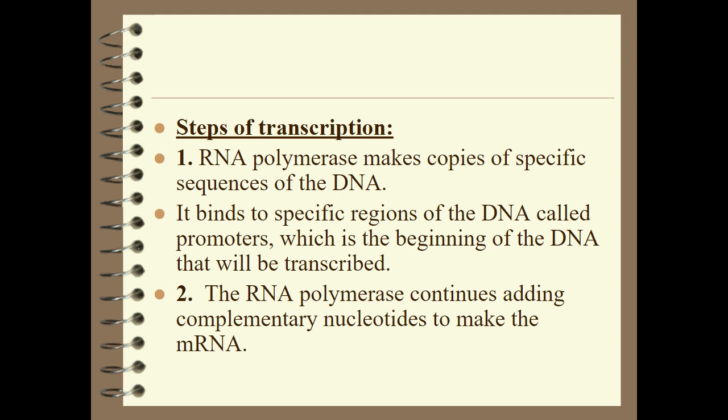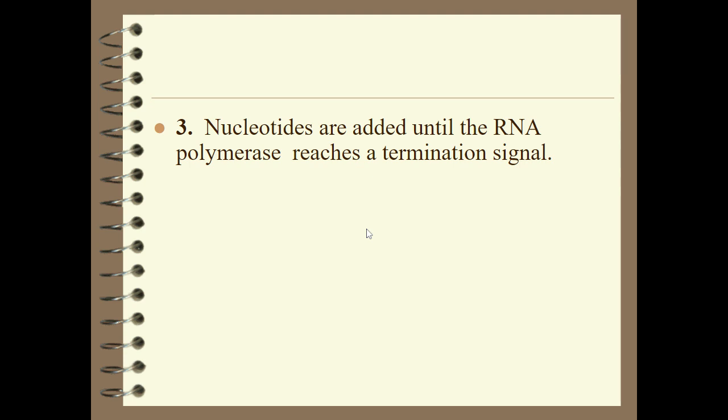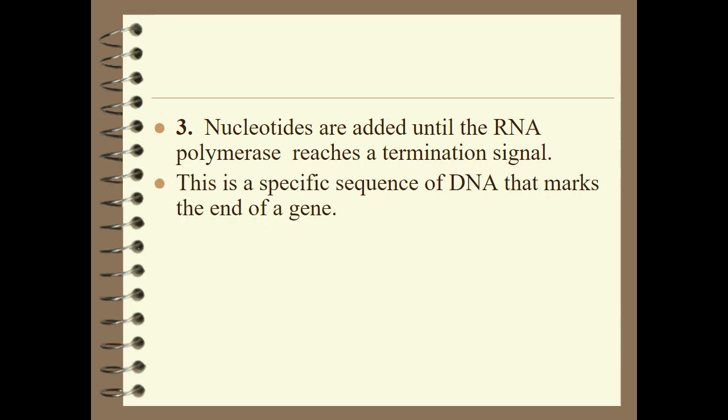Step 2, RNA polymerase continues adding complementary nucleotides to make the mRNA. Nucleotides are added until the RNA polymerase reaches the termination signal.